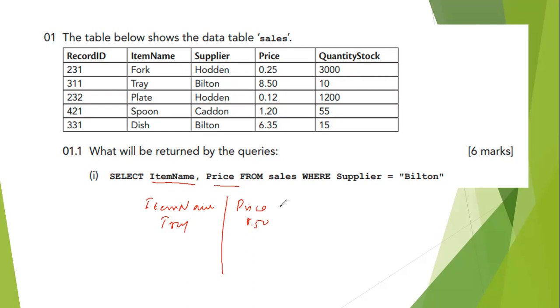No, because it will be from the sales table, from the supplier called Bilton. So only one row, because Bilton's a supplier. What about this one? Last one. Dish and £6.35. Okay, got it?